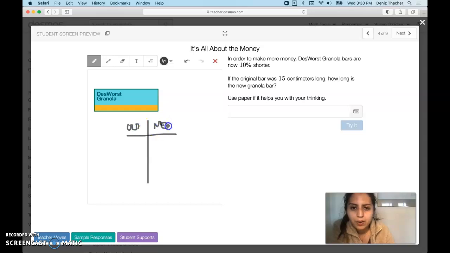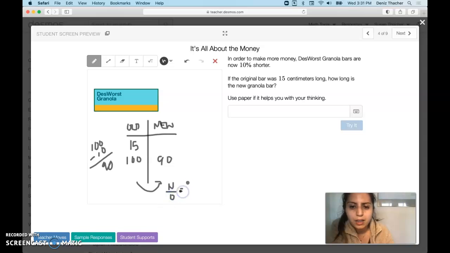My old info is the same as the previous problem. So we have 15 centimeters and 100% underneath that. My new percentage, because it's 10% shorter, is going to be 90%. And that is because 100 minus 10, again it's shorter, is 90. So again, I want to find my COP. I want to figure out what I can multiply 100 by to get to 90. And I can do that by dividing the new by the old.